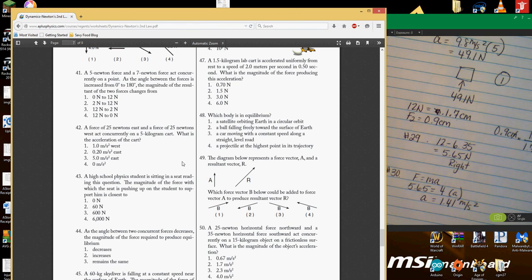For 43, a high school physics student is sitting in a seat reading this question. The magnitude of the force with which the seat is pushing up on the student to support him is going to be closest to 600 newtons. We already talked about before that the weight of an average student is 600 newtons, which means the force pushing up against the student to hold him in the chair will also be 600 newtons.